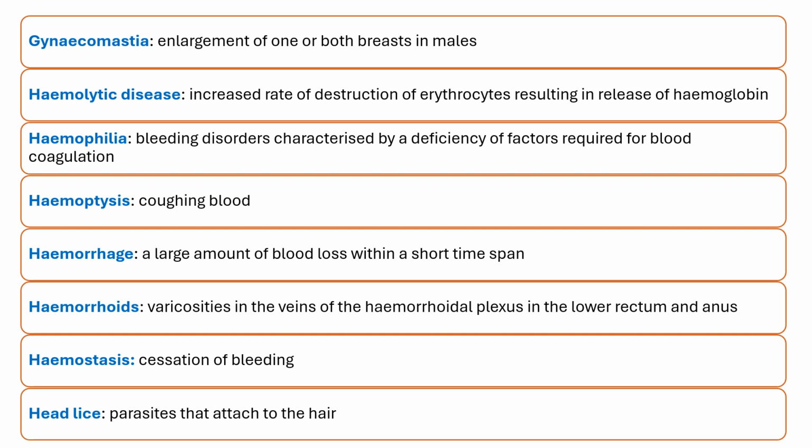Hemoptysis means coughing blood. Hemorrhage means a large amount of blood loss within a short time span. Hemorrhoids means varicosities in the veins of the hemorrhoidal plexus in the lower rectum and anus. Hemostasis means cessation of bleeding. Head lice is a parasite that attaches to the hair.